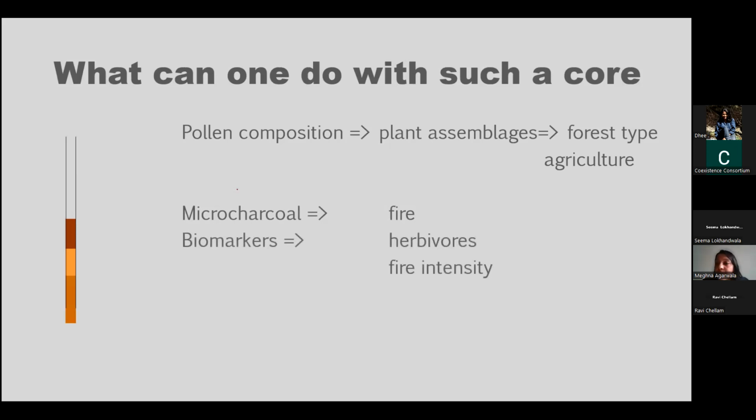There are a lot of chemicals that may get deposited also, which are called biomarkers. So, for example, livestock will have a particular kind of chemical in their dung. And so, if you find that chemical, you can quantify the amount of herbivory in the system. Similarly, if the fire was more intense, the burning may be more complete. So that chemical signature also gets recorded in the sediment core.